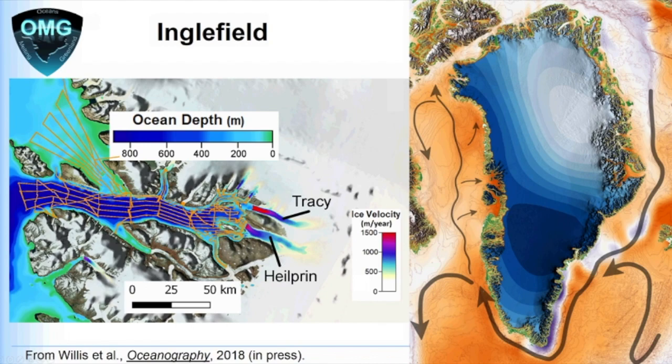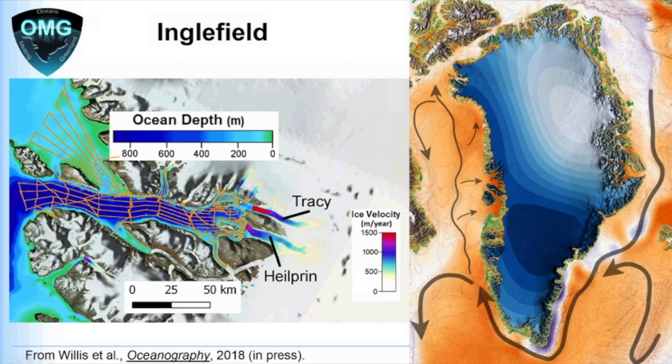Tracy has receded very rapidly. In fact, it's been receding for about 100 years. There are estimates of the front position all the way back in the early 1900s. And Helprin, which sits right next to it and encounters presumably the same atmosphere and more or less the same ocean, is actually not retreating. And so we looked carefully at the data.